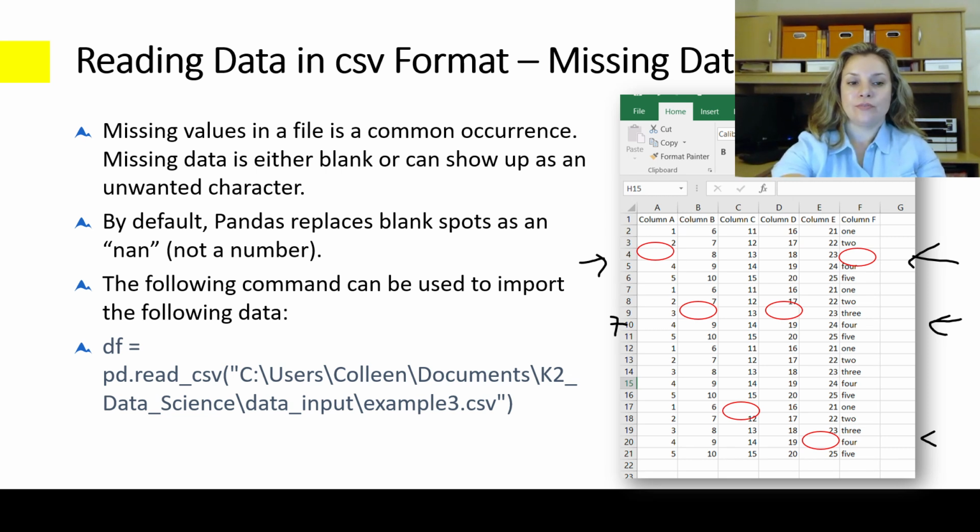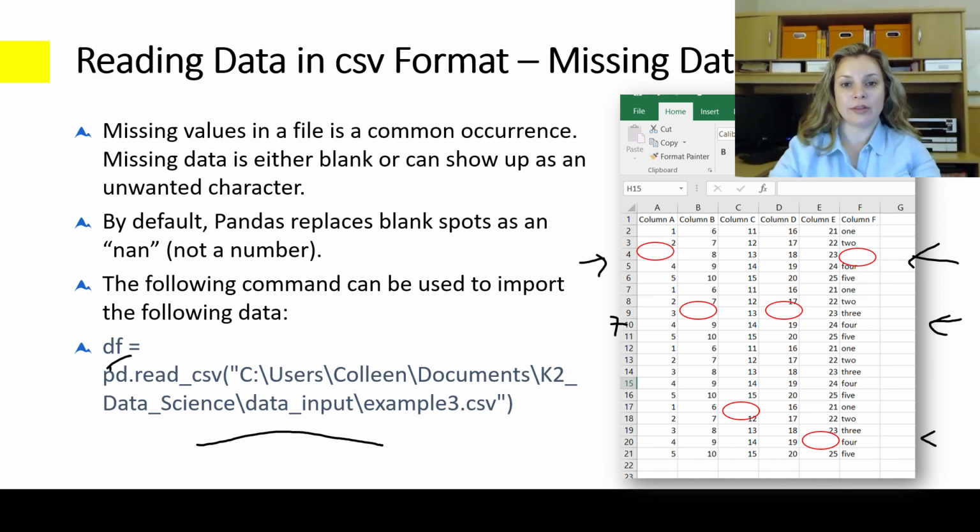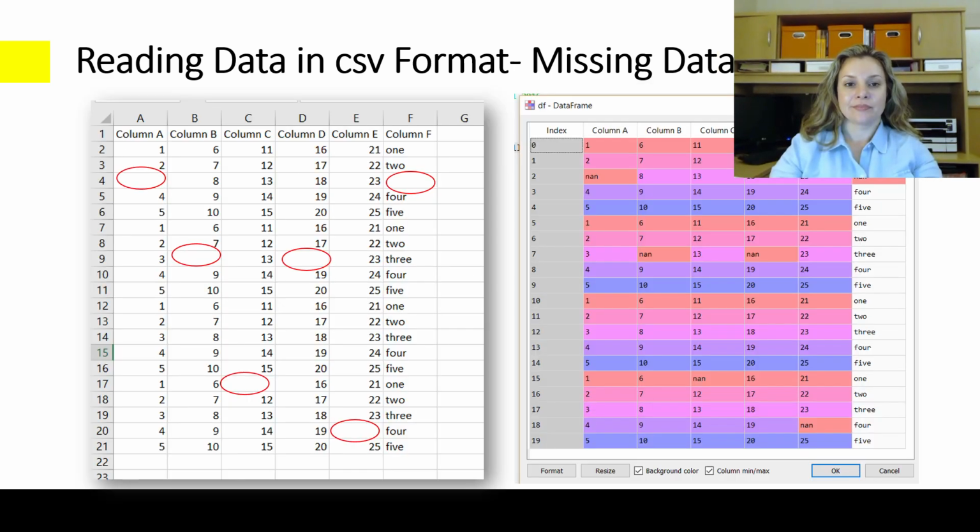And so if we read in the CSV file, we store it in the DF variable again. And this is how it actually is read into Python in the DF variable without us even doing anything else to it. You could see the blank spots were replaced with the NaN notation.